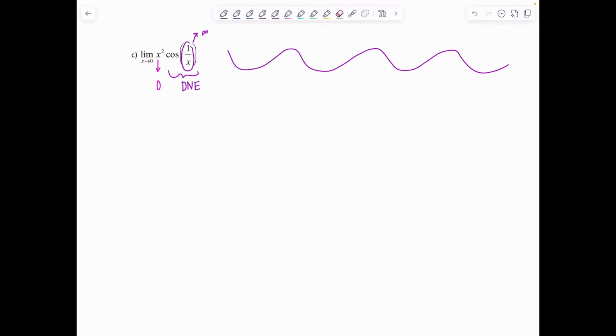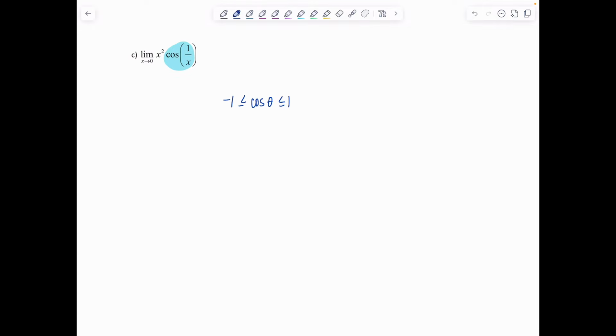Okay, so here's how we're going to set her up. And a big clue that it's time to use the squeeze theorem is if you have some trig function that's easily bounded, like sine or cosine, being multiplied by some algebraic expression. So we know cosine of theta is always between 1 and negative 1. So then we can say, all right, cosine of 1 over x is less than or equal to 1, greater than or equal to negative 1.